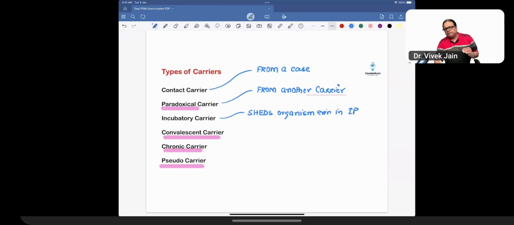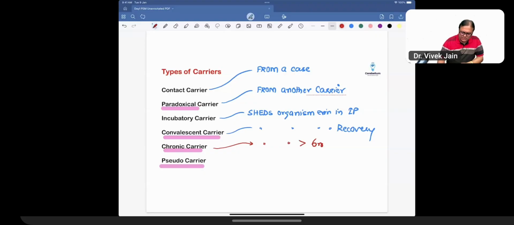COVID, a person has not developed sign or symptom himself, but during that incubation period, he can spread it to others. Convalescent carrier, convalescence means recovery. Again, COVID, person himself has not recovered fully, but he keeps on transmitting the organisms to others. Chronic has to be related to duration, shed organism more than 6 months. It may be different for different disease cutoffs, but maximum diseases follow acute and chronic carrier cutoff as 6 months.